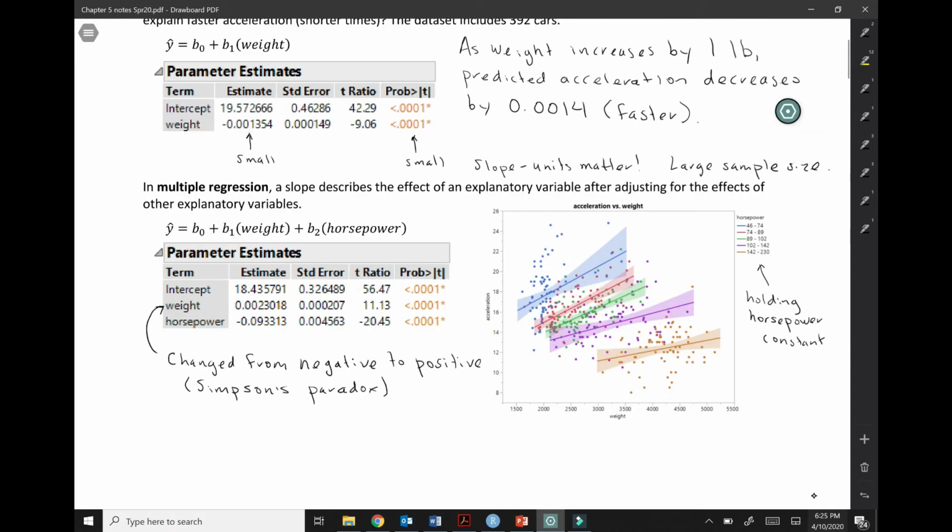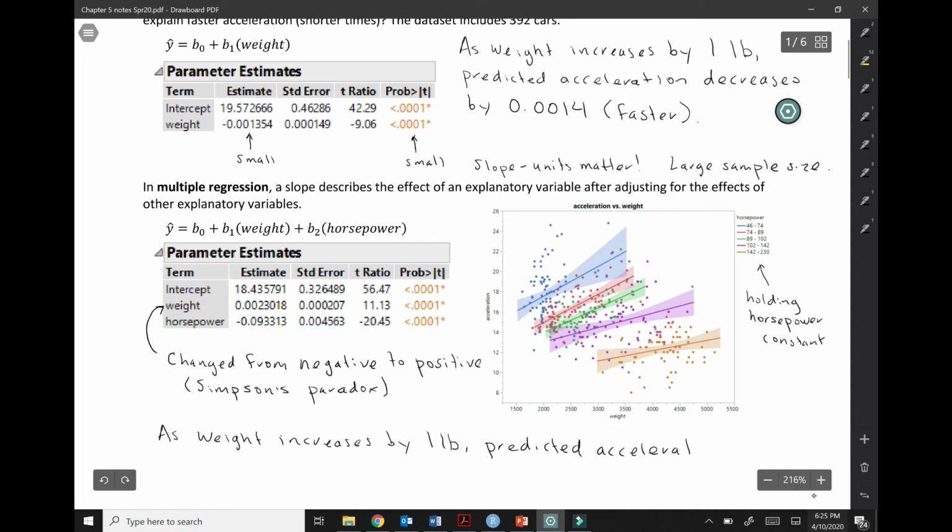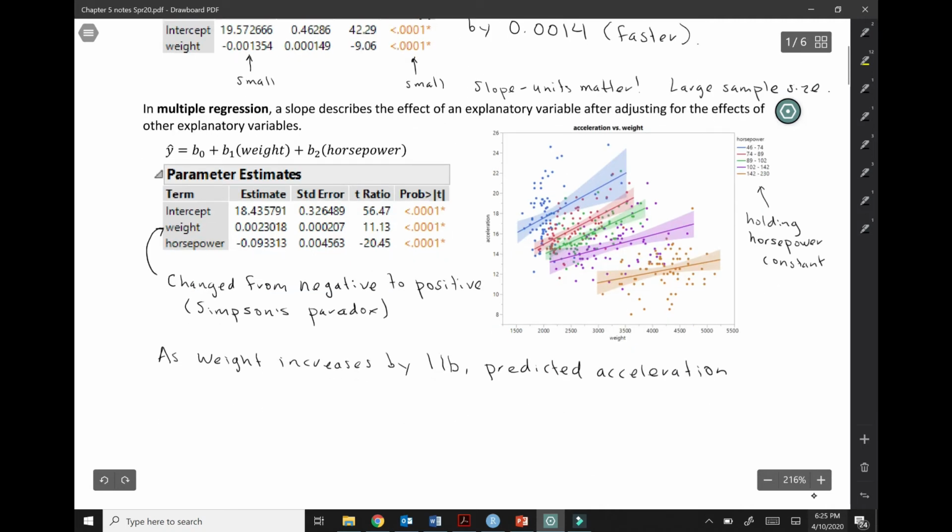All right, so we interpreted the slope for simple regression. Let's do it now for multiple regression. It's going to start off the same way. So we're going to start off by saying as weight increases by 1 pound, predicted acceleration now increases. So we're talking about slower acceleration times here. As weight increases by 1 pound, predicted acceleration increases by 0.0023. So far it looks the same, but we're going to add this tag, holding horsepower constant.